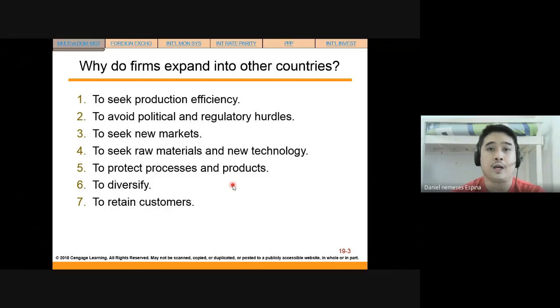Number seven is to retain the customers. So perhaps their largest customers are located in that country. Because their largest customers are there, they want to be near their biggest customers.